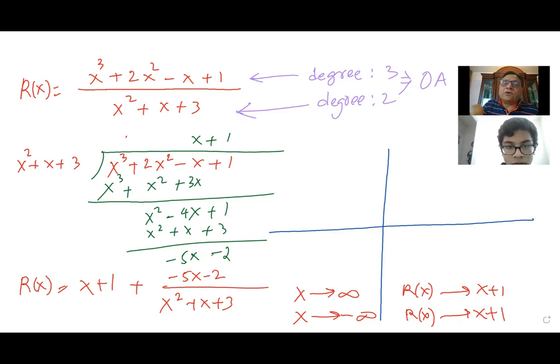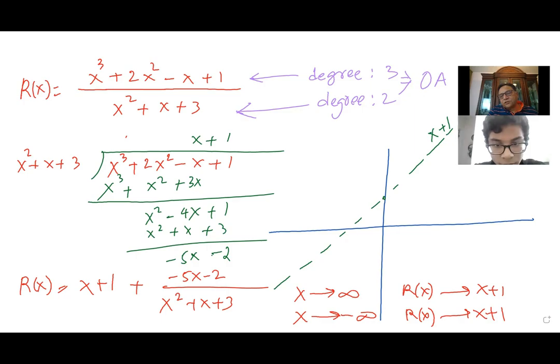So basically, I could actually sketch this x plus 1, which is a diagonal line with x and y intercepts of minus 1 and 1, right? So this is my line, x plus 1, correct? So what I'm trying to say here is that the rational function approaches this particular line. So that becomes the oblique asymptote. Is that clear to you? That's fair.